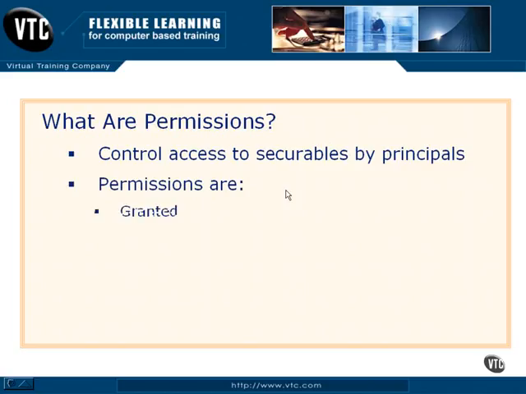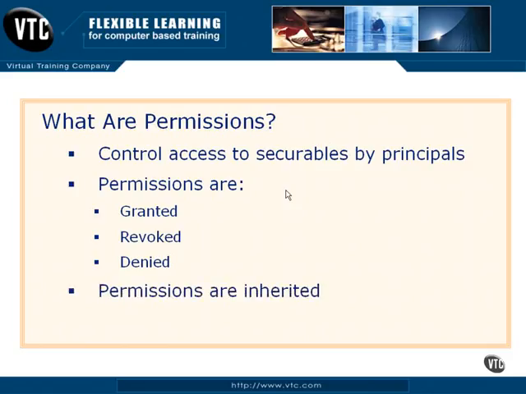Now, permissions are one of three things. They're either granted, which means you can do something explicitly. They're revoked, which means you can't do that explicit action. Or they're denied. That says you can't do anything. And we'll take a look at the various levels of those a little bit later on. So our permissions are always in those three states.